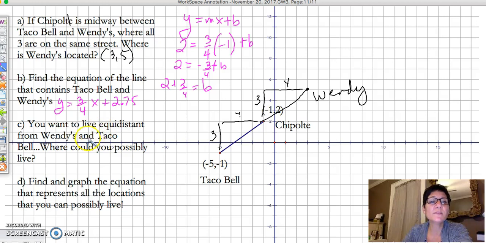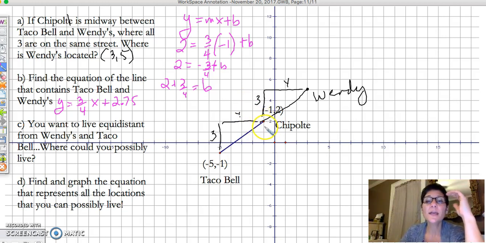You want to live equidistant from Wendy's and Taco Bell. Where could you possibly live? Well, you clearly can't live at Chipotle, right? Sorry, you can't live there. So you want to find a place that would be the same distance away. And I hope, if you guys found points, I'm sure you went ahead and found points, and you should have found something really interesting.